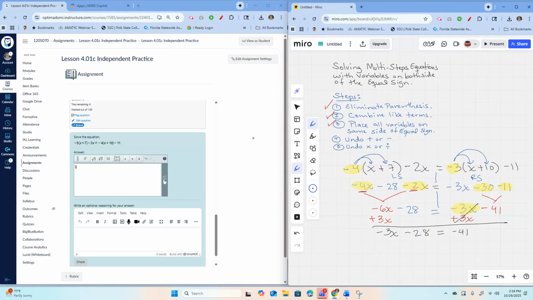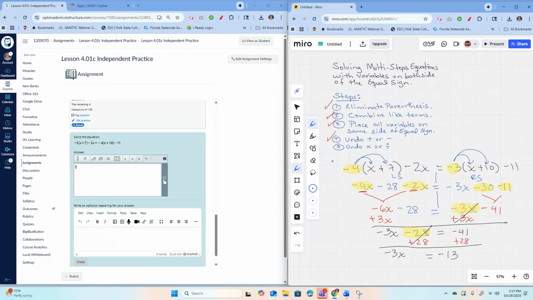And what is the next step? The next step says undo any addition or subtraction. Right now, you see this 28 is subtracting. What is the opposite of subtracting 28? Oh, that will be adding 28. I did it on the left side. I had to do it on the right side. Here we go again with my long line. You don't have to do it, but I like to do it. Drop the -3x. The 28s, when you combine them, you add them, -28 with the plus 28, they cancel out because it's 0. Drop the equal, and -41 plus 28, if I'm not mistaken, that will be -13.